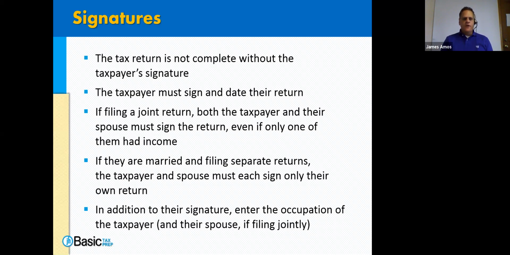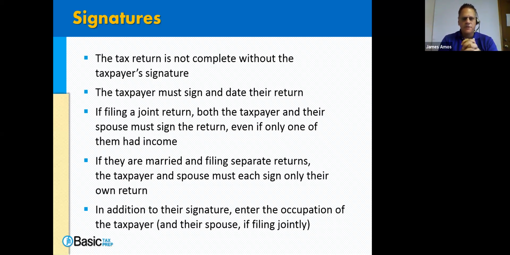Now, if they're married filing separate returns, that means each spouse is responsible for his or her own return and signing and dating his or her own return. So if they're filing separate returns, the husband files his own return and signs his return. The wife signs her own return and sends her own return in.